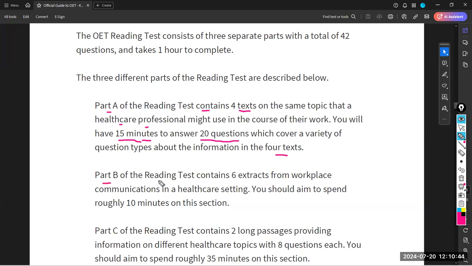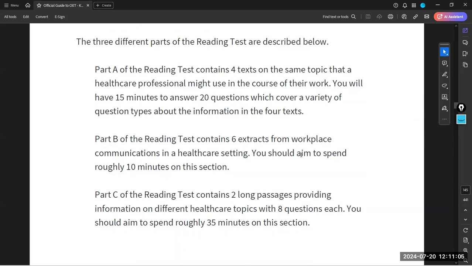Now, part B of the reading test contains 6 extracts from workplace communications in a healthcare setting, and you should aim to spend 10 minutes on this part. So 15 minutes on part A, 10 minutes on part B. We have 4 texts in part A, and 6 extracts in part B.